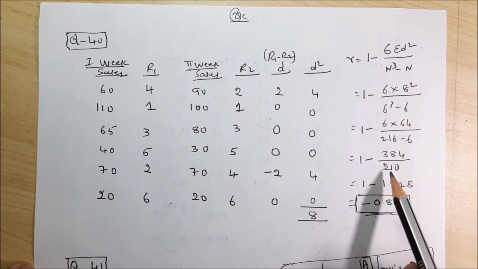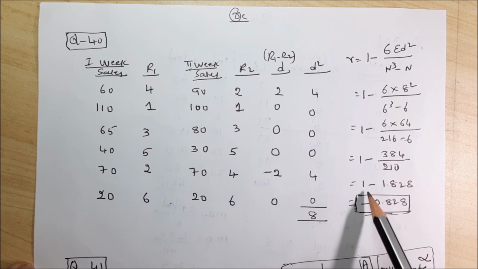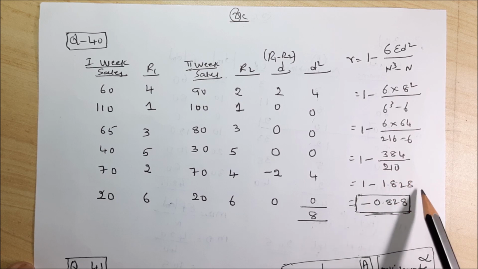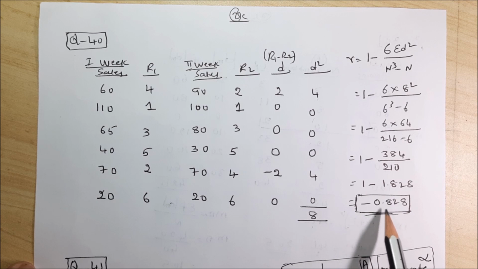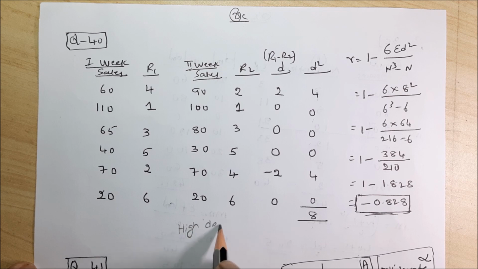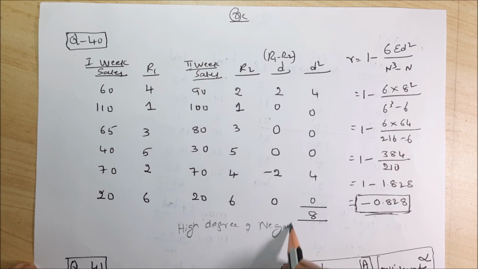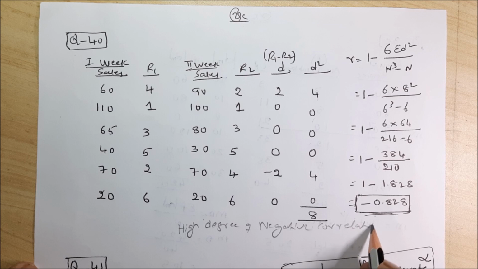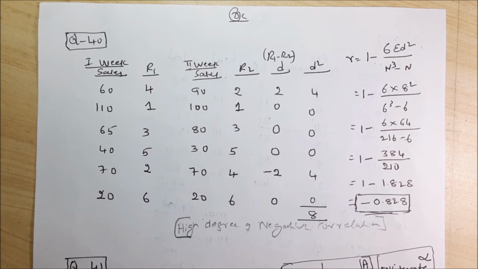So 1 minus 384 divided by 208, 1 minus 1.828, so minus 0.828. So high degree of negative correlation. That is about the 40th problem.